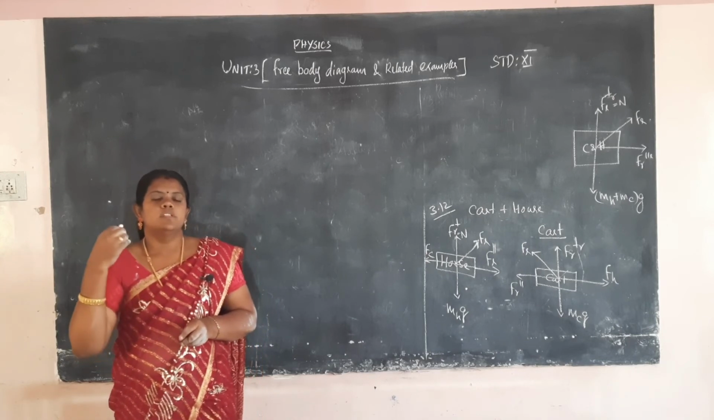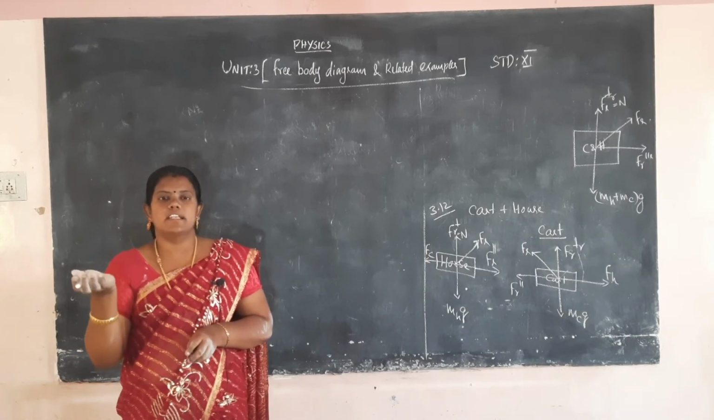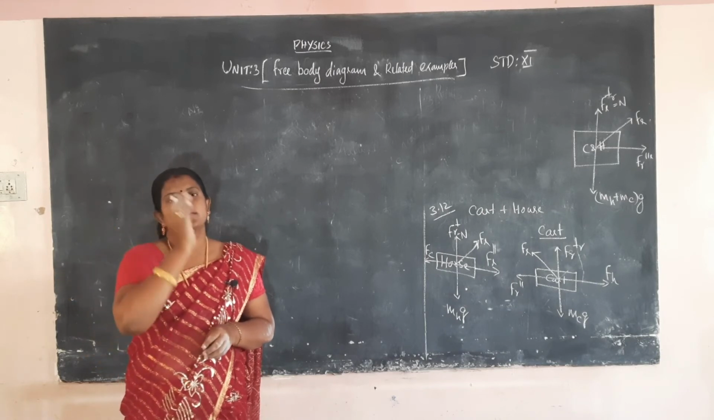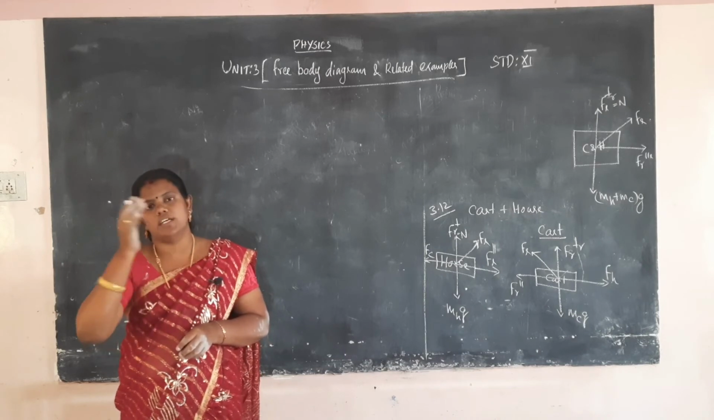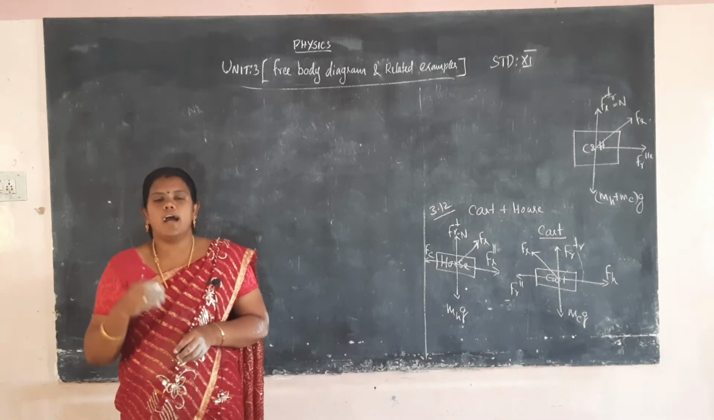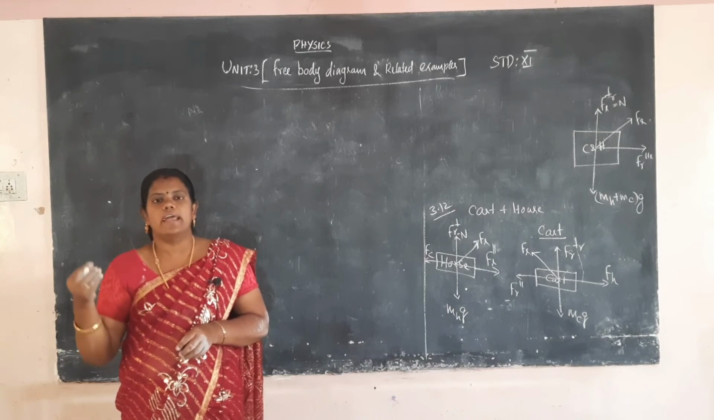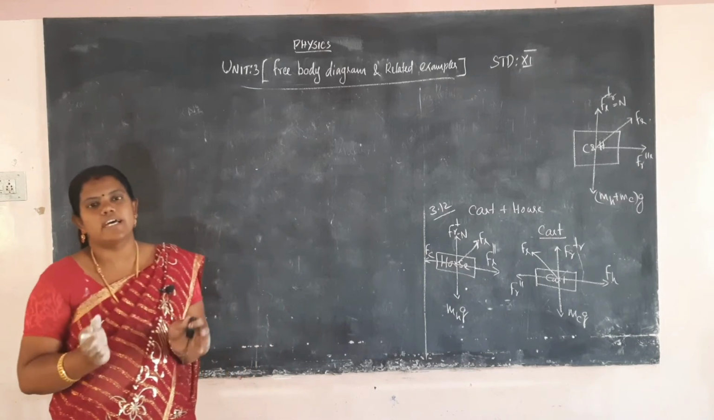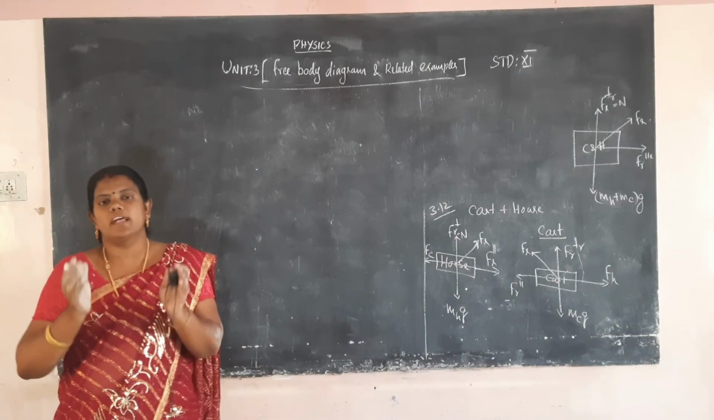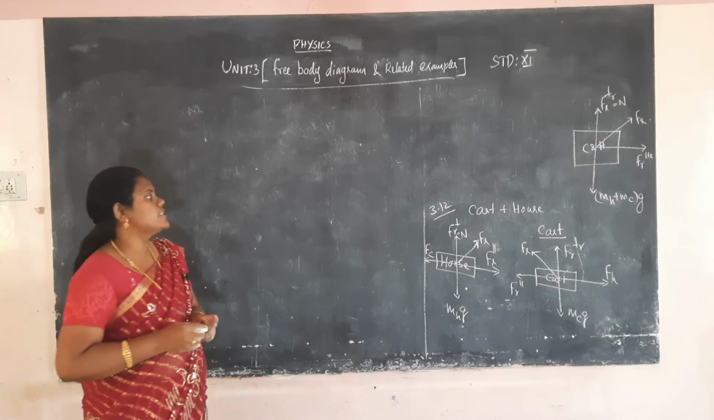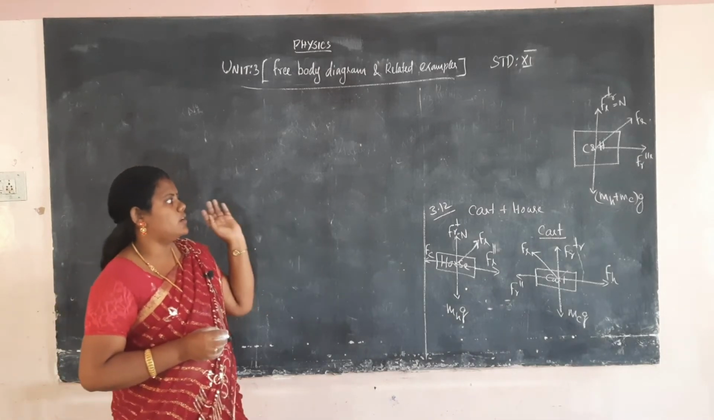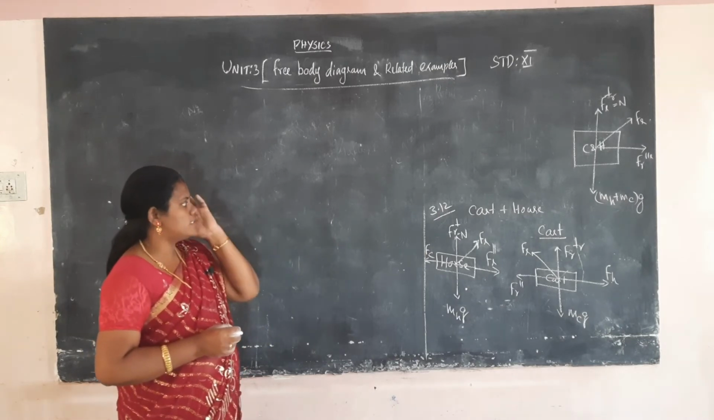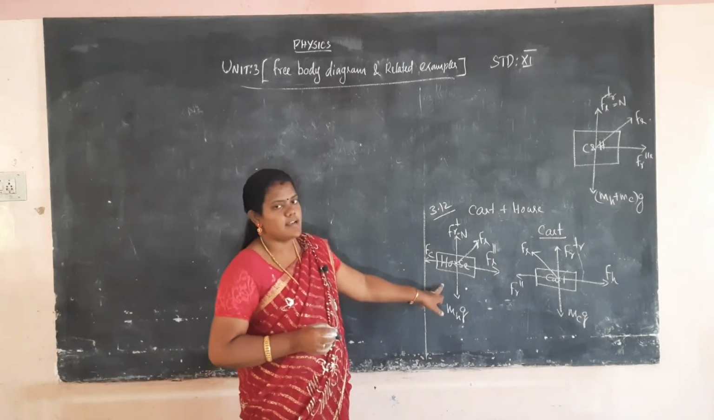First, the cart and horse: the horse exerts a force on the cart, and the cart exerts a force on the horse. This is the way we decide the forces exerted by the cart and horse. So we consider first the cart as a system and the horse as a system, and then totally the cart and horse as a system.